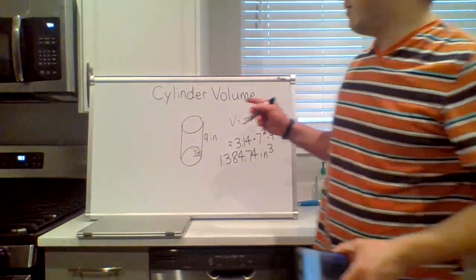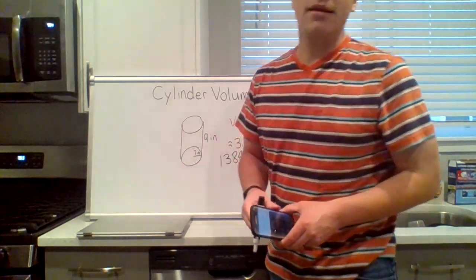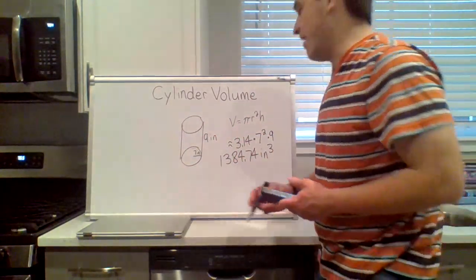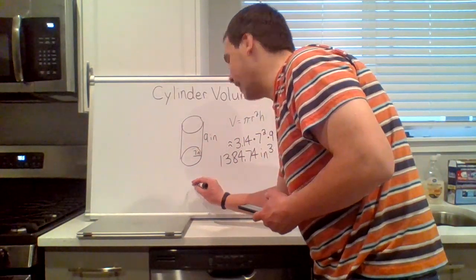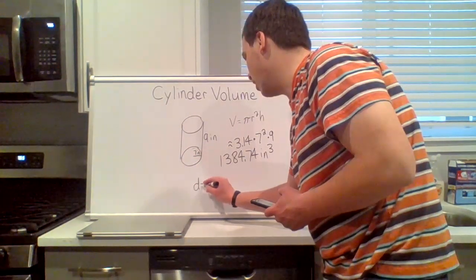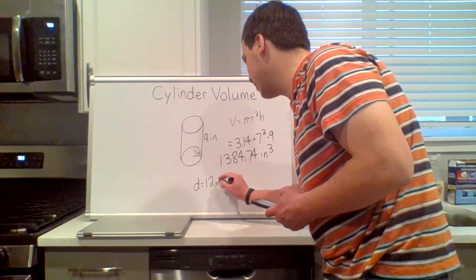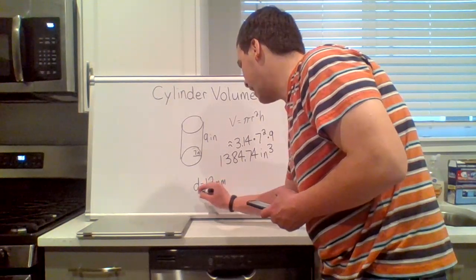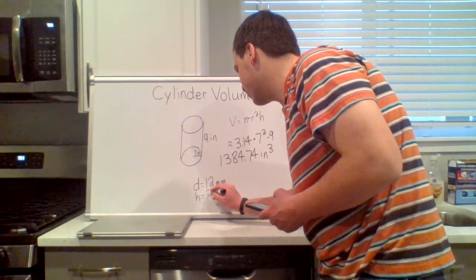Okay, so that's if you're given a radius and height. The other style question you'll have is, what if you're given a diameter and height? I'll just write out the words here. Suppose you have a diameter of 12 millimeters and a height of 3 millimeters.